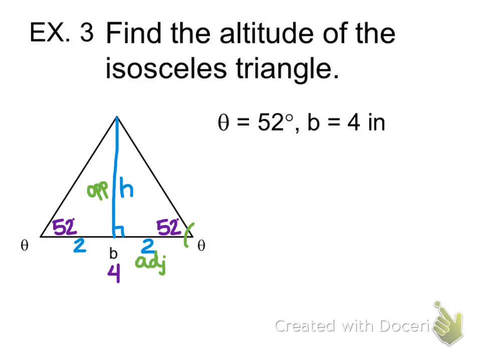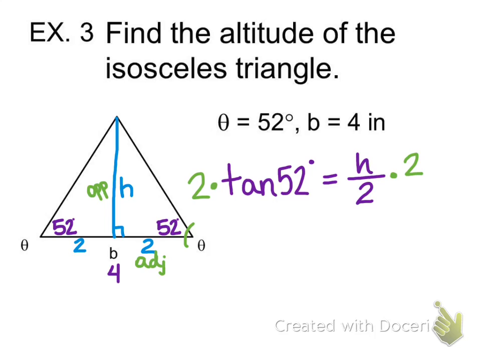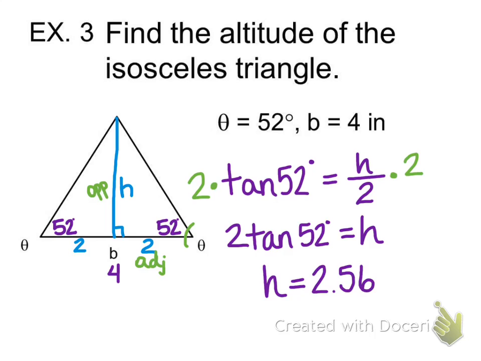So opposite over adjacent is tangent of 52. That will be H over 2. Okay, so then I multiply by 2 on both sides. So 2 times tangent 52 will equal the altitude. So if I type 2 times tangent 52 in my calculator, I get that H is equal to 2.56.